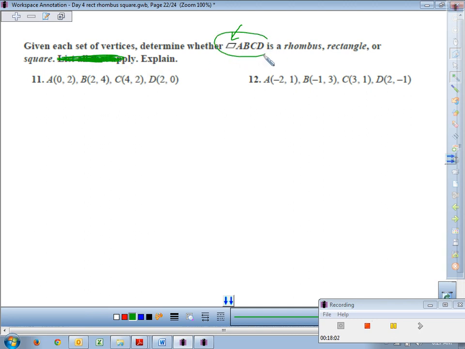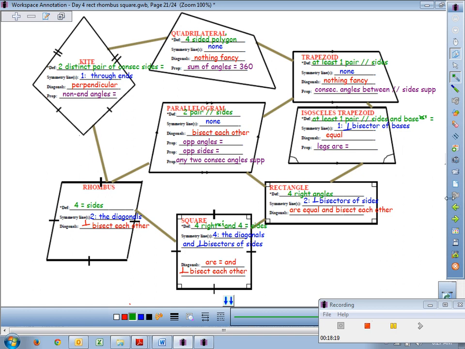But back to this. They told us from the get-go that when we plot these points and graph them, it's already a parallelogram. They want us to realize if it's a rhombus, rectangle, or square by finding some more information. Well, take a wild guess what we're going to figure out. We're going to figure out information about the diagonals because it's going to be very, very easy to do that.